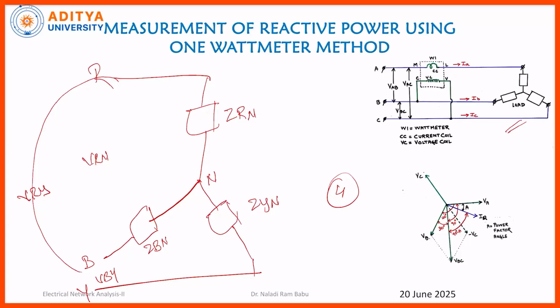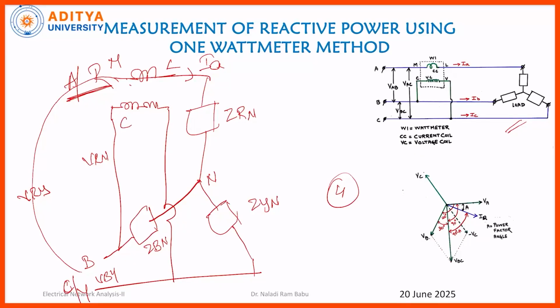For that, here I am connecting the current coil, that means M and L, in the phase R. Let the current flowing through this M and L be IA. Now there are another 2 terminals. Among these, I am going to connect the pressure coil, that means C and V.